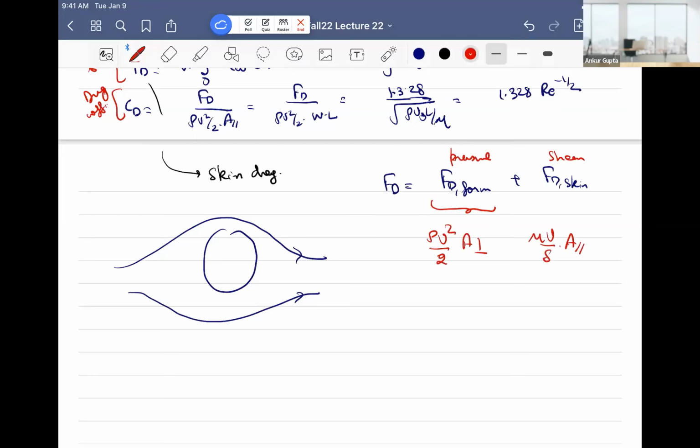So there are two contributions to your drag. The pressure one we completely ignored because we did not consider geometry. We just went to a flat surface. But there will be two contributions. One will be pressure, one will be skin, and this is your ratio. But now if you do FD skin by FD form, what you get out is A parallel by A perpendicular times delta by L. Sorry, I think it should be L by delta.